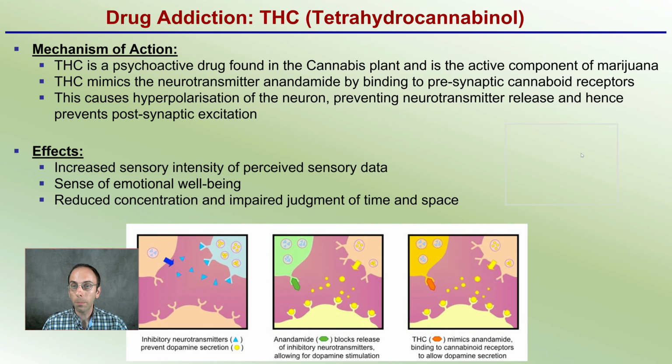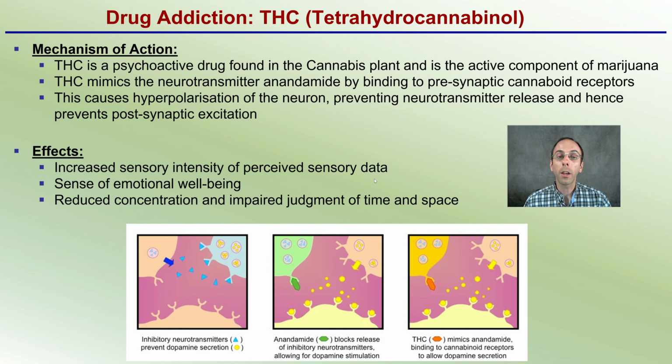Now, THC, the psychoactive drug found in cannabis plants, which makes it classified as marijuana. It mimics another neurotransmitter that we have in our body, causing effects to the body. Those effects would be increased sensory intensity of perceived sensory data. Well, what does that kind of mean? It gives the sense of emotional well-being and reduced concentration or impaired judgment of both time and space.